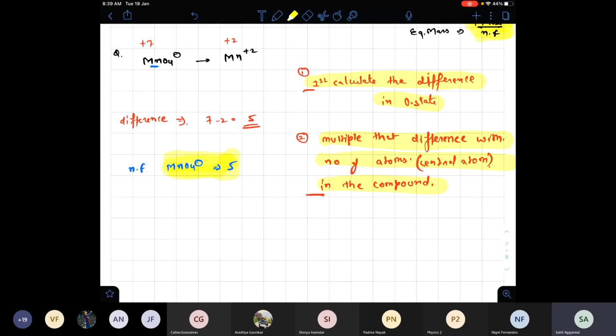Can you please explain it again? I joined just now. See, first we calculate the oxidation state in both the cases. Then we calculate the difference in oxidation state, that is 7 minus 2, that is 5. Multiply that 5 with the number of central atoms present. Here there is only one Mn atom, so it becomes 5 only.